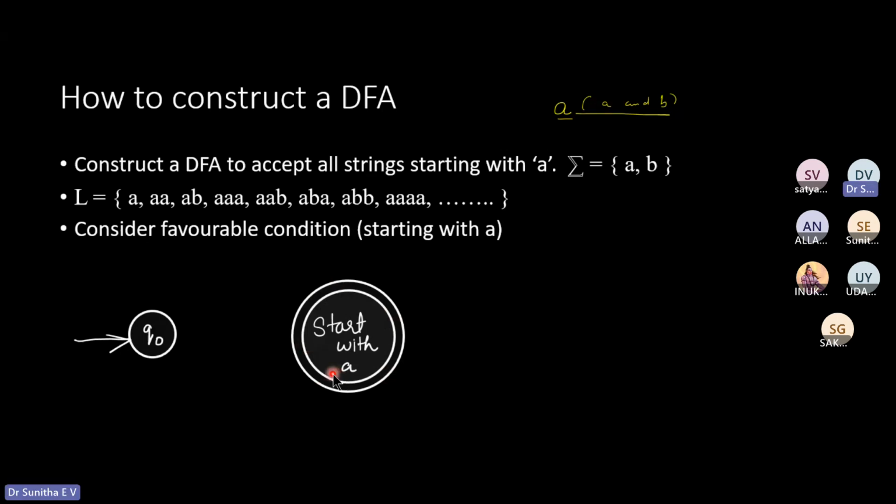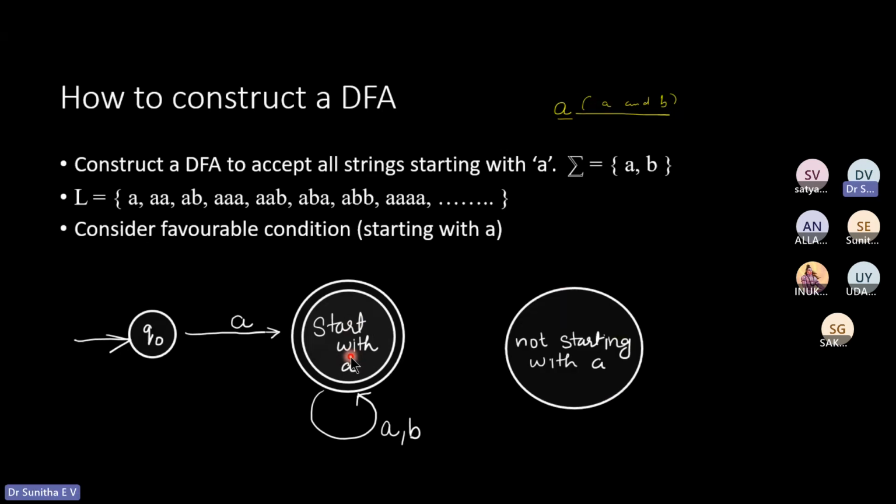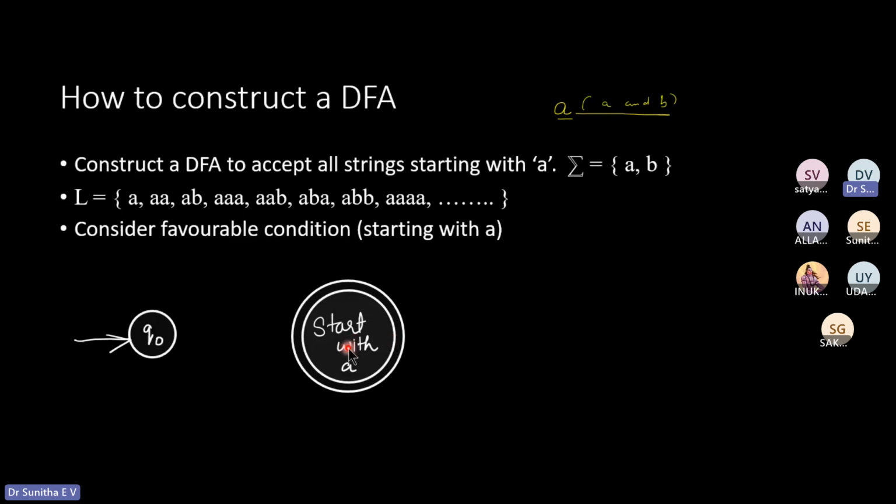Then another possibility is we have to consider the negative conditions also. That means the string is starting with the B or other than A. It is not starting with the A. That condition also we have to consider. That is another state. So one state is the string is starting with the A, and the other one is the string is not starting with the A. Two possibilities are there.